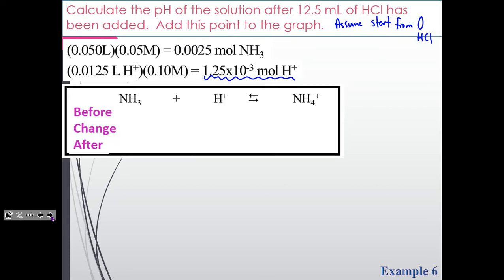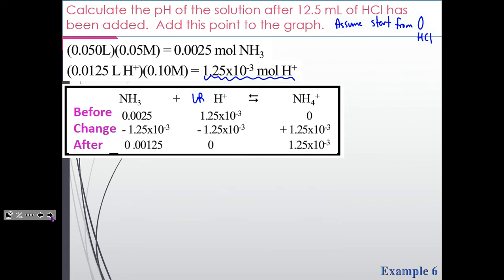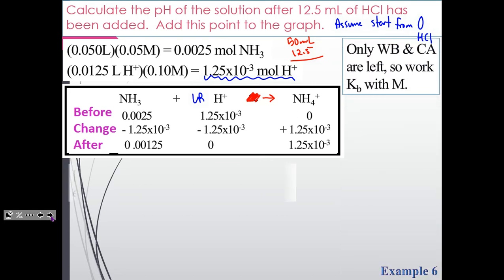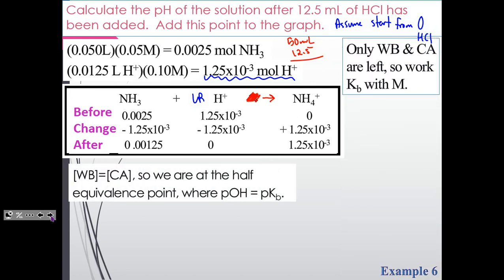BCA table remains the same. We are plugging in moles. H plus is still our limiting reagent. And this is the change after the reaction has occurred. Now, there's a mistake here. I want you to fix it. This should be a single-sided arrow. 50 milliliters plus 12.5, we have 62.5 milliliters of solution. So when we plug in to our rice table, we're going to make sure that we do moles per liter.